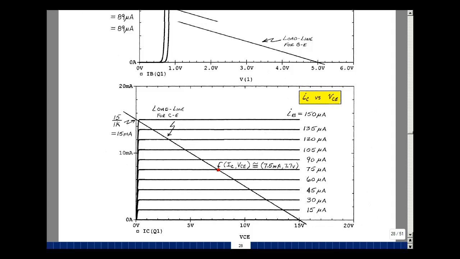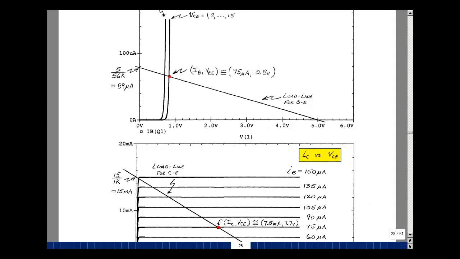Let's go back to this previous curve. Could we be on this line over here? Well, when the collector emitter is 0, we're over here, and there is no intersection with the VI characteristics. So this must be the solution. That'd be our first point, and that's saying that the value of the base current is about 75 microamps, and the voltage is about 0.8.